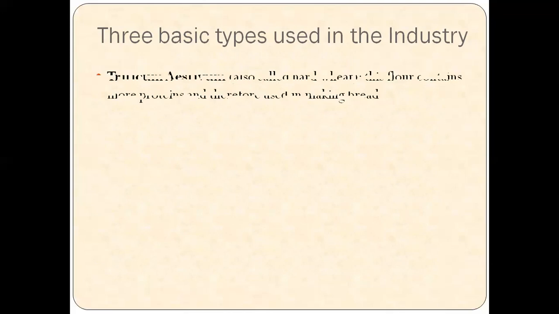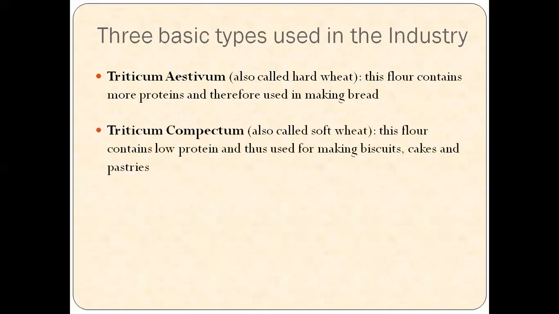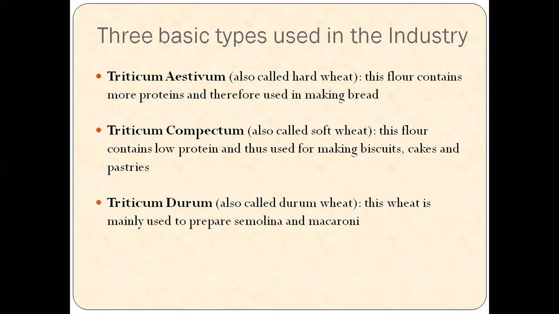Considering the protein content, the industry uses these three wheat varieties. The first one in that is Triticum aestivum, also called as the hard wheat. This contains more proteins and therefore used in making breads. Triticum compactum, also called as soft wheat, this flour contains low proteins and thus used for making biscuits, cakes, and pastries. Triticum durum, the third variety, also called as durum wheat, this wheat is mainly used to prepare semolina and macaroni.